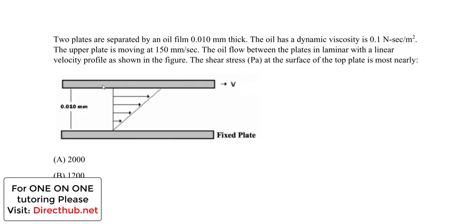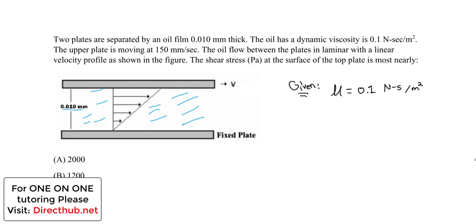Okay, so now what we have are two plates that are separated by an oil film that's 0.01 millimeter thick. So we have an oil film here. This is our oil, and the thickness of that is 0.01 millimeters. And the oil has a dynamic viscosity of 0.1 Newton second per meter squared. So let's write that as a given. So it's going to be our mu equals 0.1 Newton second per meter squared.